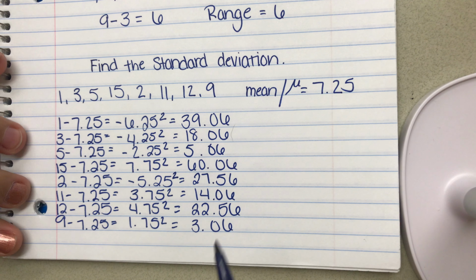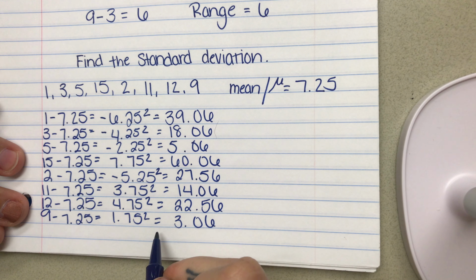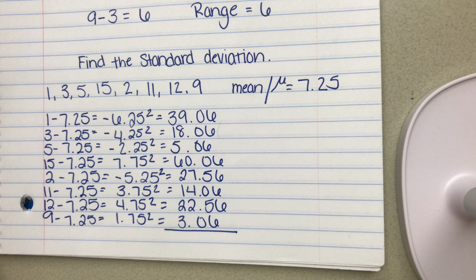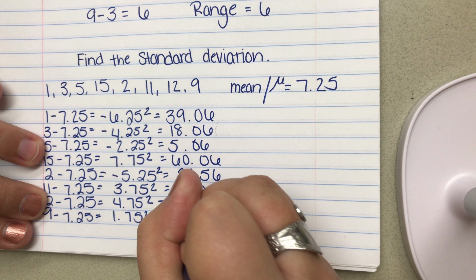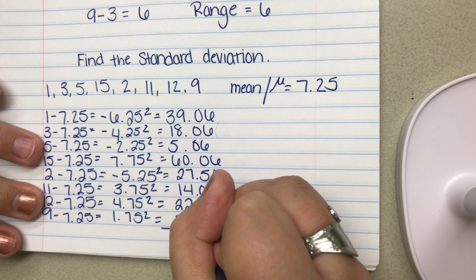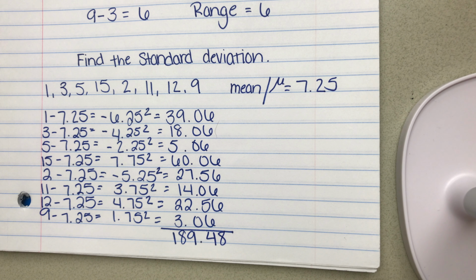Now we add up all of these. So 39.06 plus 18.06 plus 5.06 plus 60.06 plus 27.56, 14.06, 22.56, 3.06. We ended up with 189.48. Okay, now going on to the next step. Yes, this is lengthy, but it's all right.